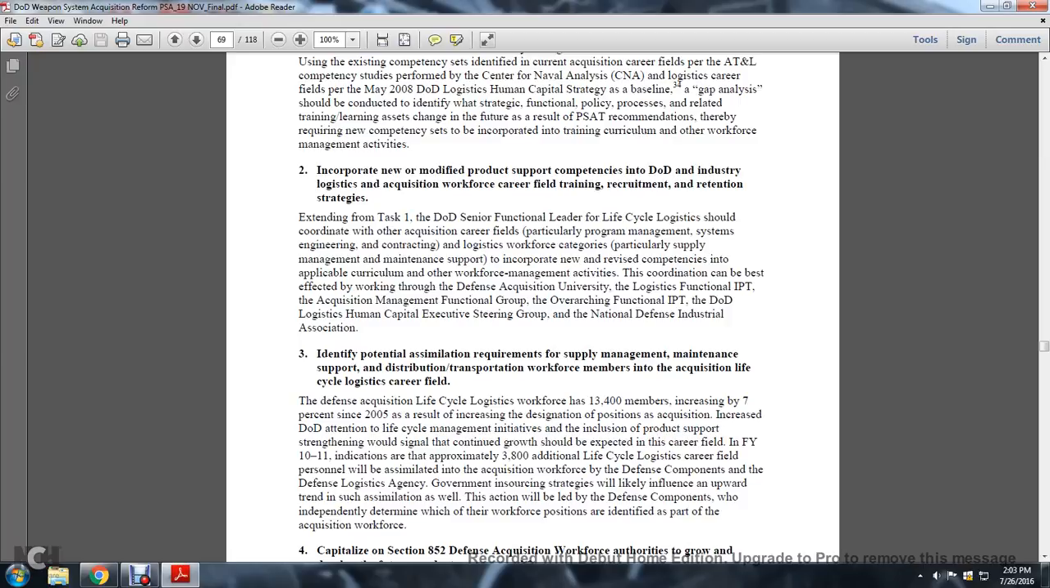management activities, to coordinate with the most affected work with the Defense Acquisition University Logistics Functional IPT, the Acquisition Management Functional Program overarching IPT, the Department of Defense Logistics Human Capital Executive Steering Group, and the National Defense Industrial Association.